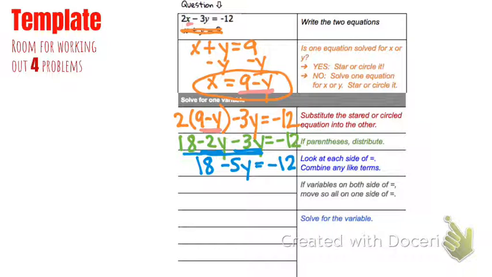Now, if the y is on both sides of the equal sign, then I would first collect all those variables on one side. But in this case, all of my y's are on the left side, so I actually don't have to do anything here. So I'm just going to start solving. When I solve this one for y, I'm going to first move that 18, so I'm going to subtract 18 from both sides. So that ends up with negative 5y equals negative 30.